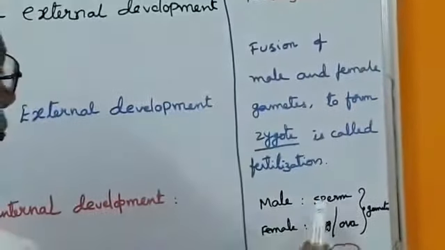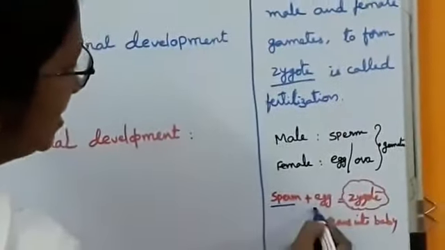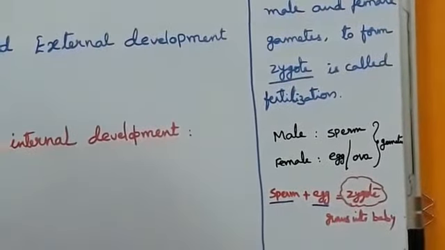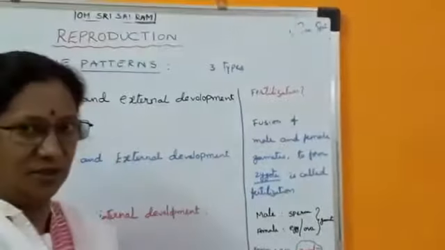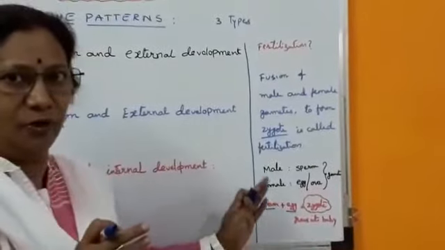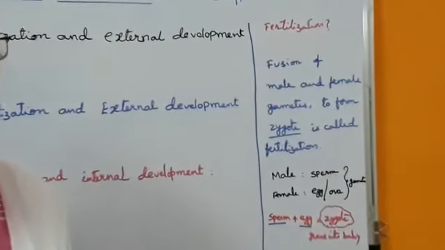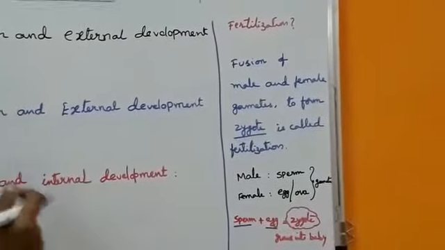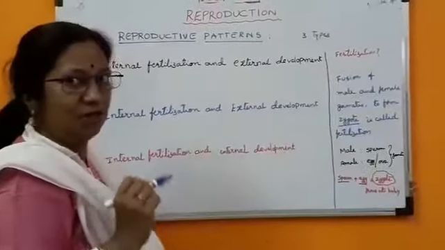So the sperm and egg will fuse. See, here I have written: sperm plus egg will form zygote. The zygote will grow into a baby. This is the process of sexual reproduction. To continue this process, for the production of sperm, the production of egg and the fusion of these, different animals follow different methods. These methods are called reproductive patterns.